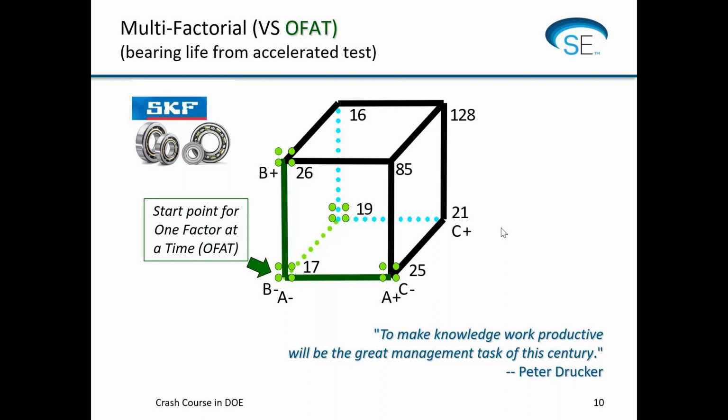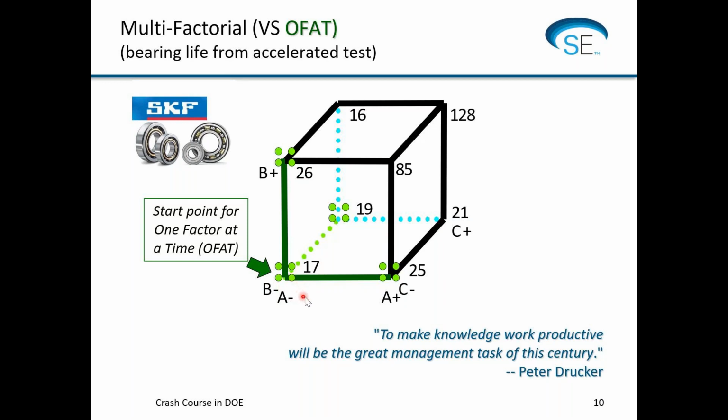So what they did is they began with a one factor at a time experiment. They believed the old mantra that you can't learn anything if you change more than one thing at the same time. So they had a starting point, their standard conditions right here. And then they measured the bearing life, whatever the units were, days, weeks, hours, I don't know. But there it is. So 17 was their standard operating condition.